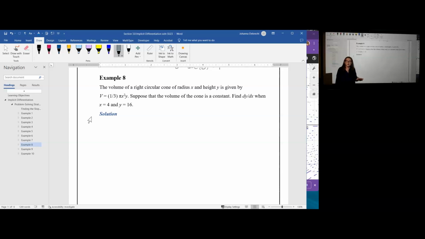The volume of the cone is to be a constant. We want to find the rate of change of the height, y, with respect to the change in the radius, x, when x is 4 and y is 16. In other words, assuming that v is a constant number whose derivative will be 0, do implicit differentiation and come up with a formula for dy dx. You could, of course, also try to solve for it explicitly, and then you could do it that way. Then find the slope of the tangent line, and we'll compare.